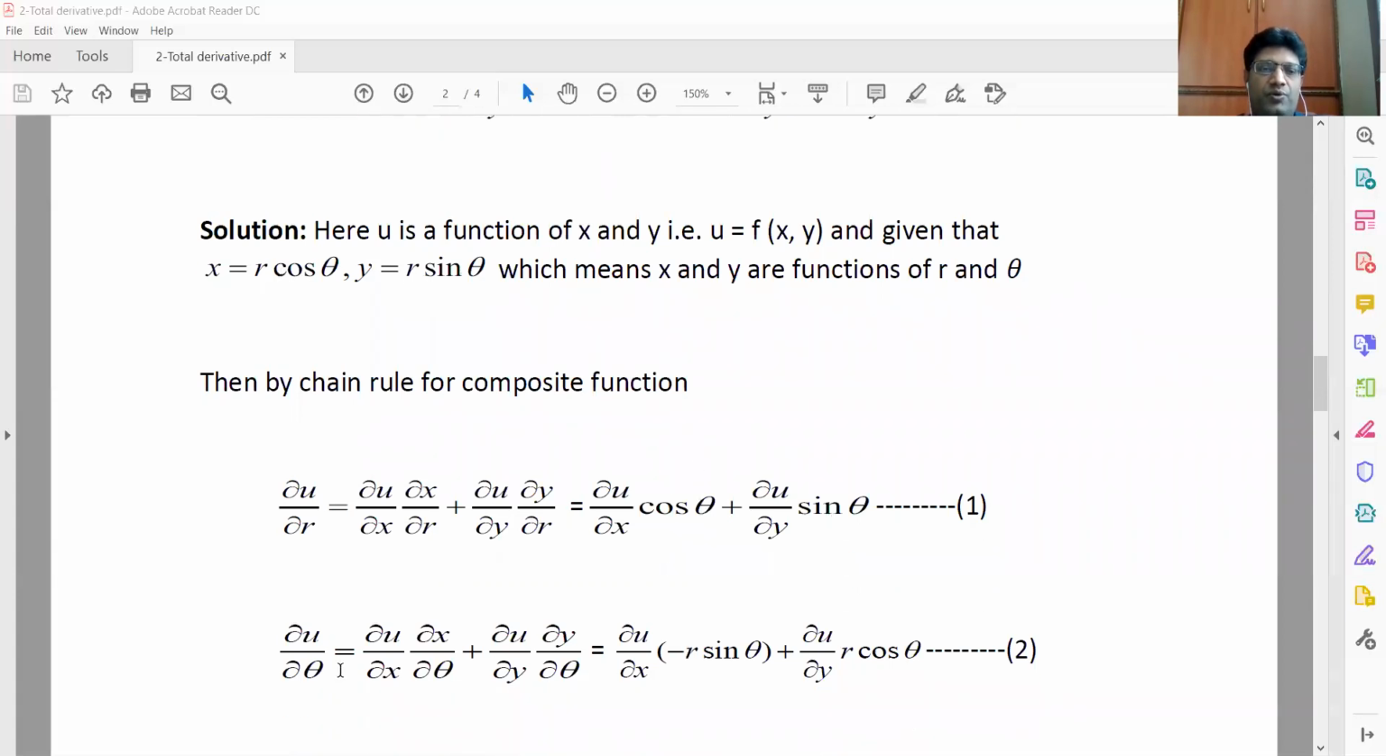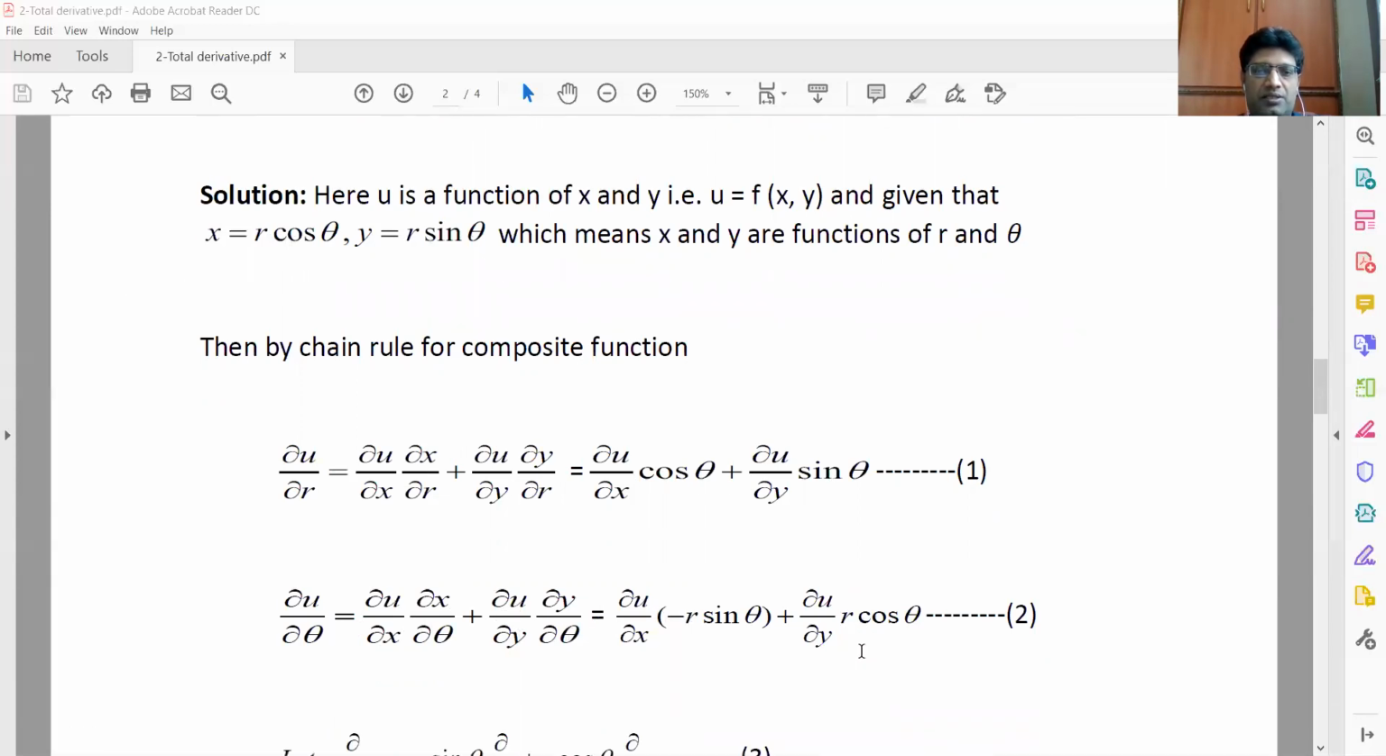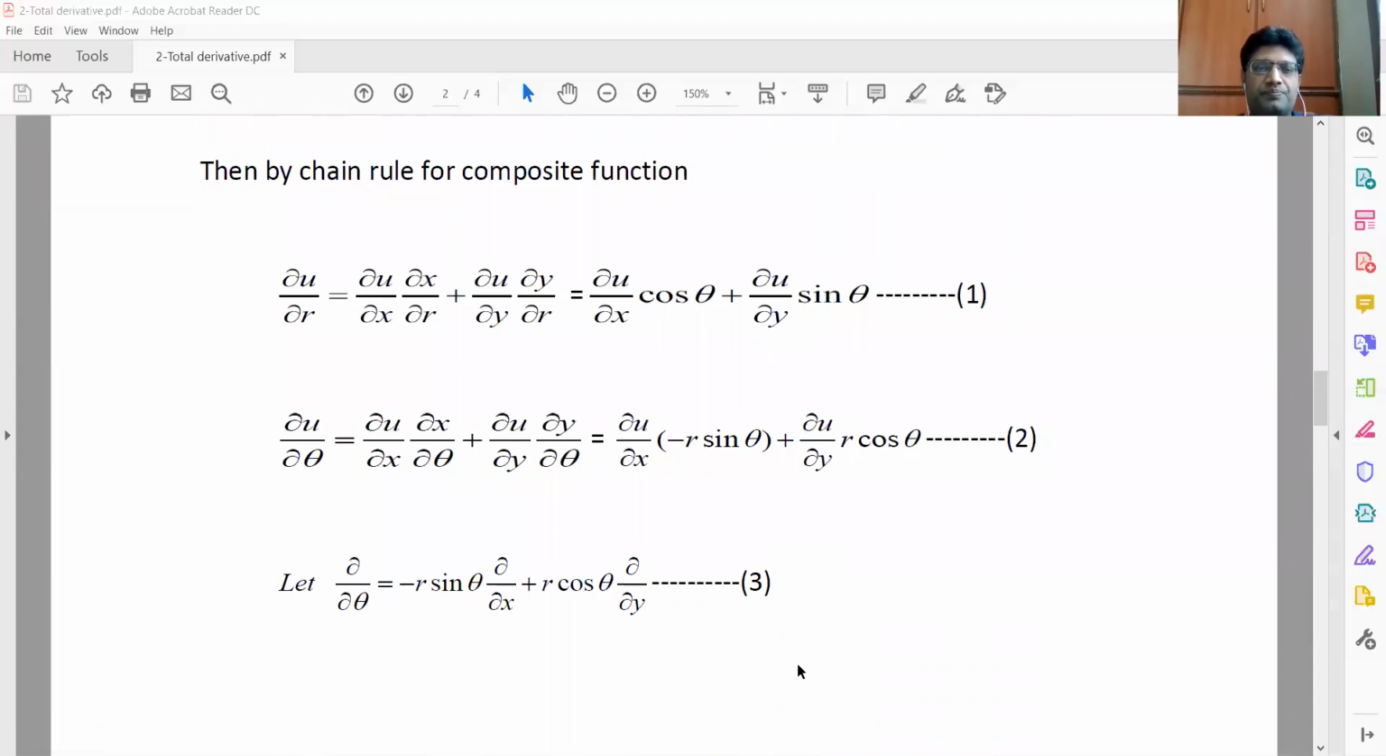Similarly, ∂u/∂θ, the formula is ∂u/∂x into ∂x/∂θ plus ∂u/∂y into ∂y/∂θ. This equals ∂u/∂x as it is, times ∂x/∂θ. With respect to θ, this becomes minus r sin θ. Next, similarly, ∂y/∂θ with respect to θ becomes r cos θ. So we got ∂u/∂r, ∂u/∂θ.